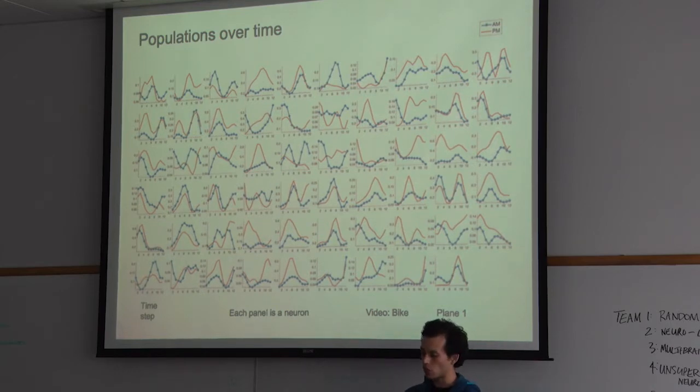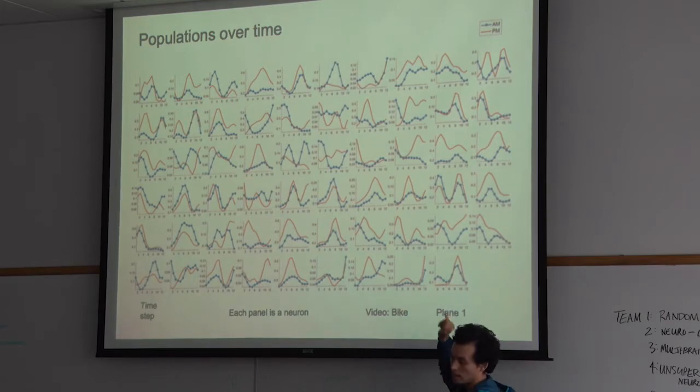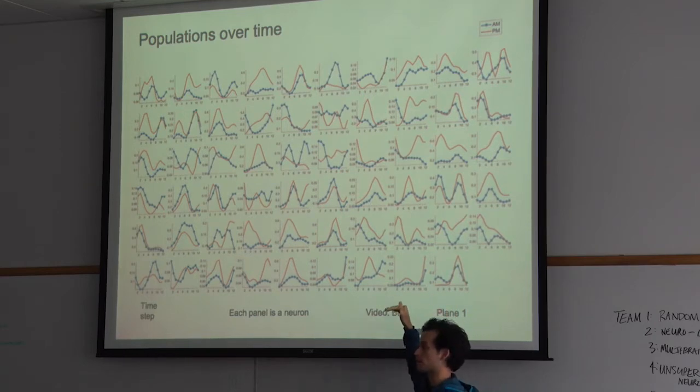And here I'm showing the comparison just for one of the planes and one of the conditions, and this is between AM and PM. You can see that each one of these is a cell, and the general pattern is that PM has a higher level of fluorescence.